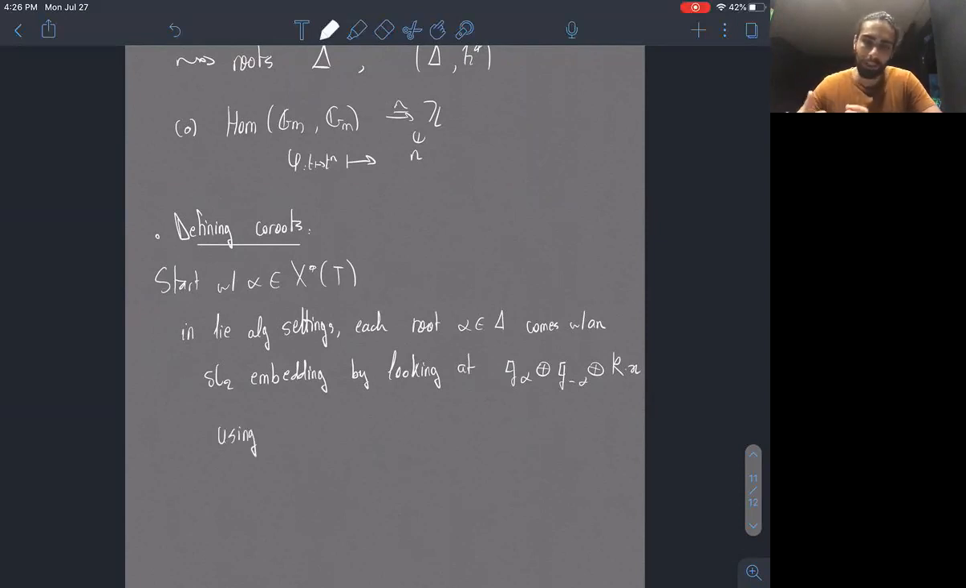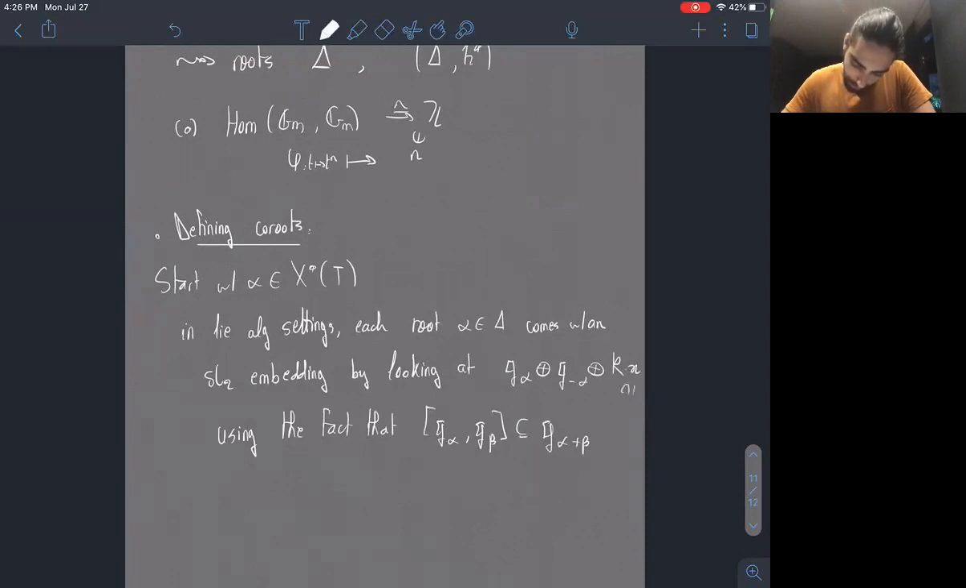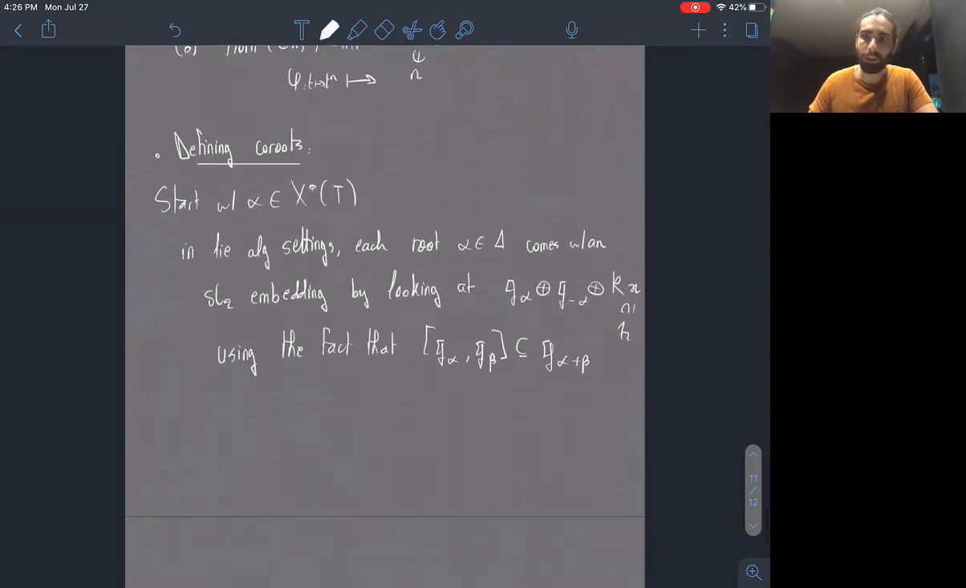Yeah, and the idea here is we use the fact that root spaces are well behaved with respect to the Lie bracket on g. So we use the fact that if I Lie bracket g_alpha with g_beta, I land in the root space associated to their sum. In particular, if you bracket the generators of g_alpha and g_minus_alpha, you end up somewhere in the Cartan. And you can just take the span of such a thing and get this three-dimensional subspace that's closed under the Lie bracket structure.